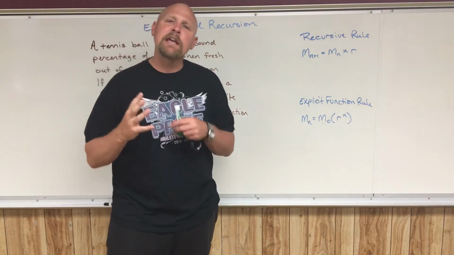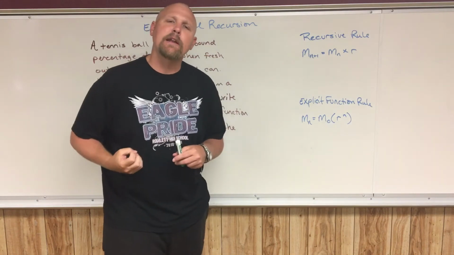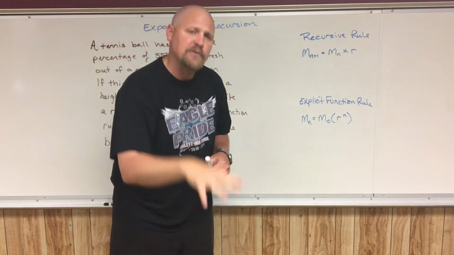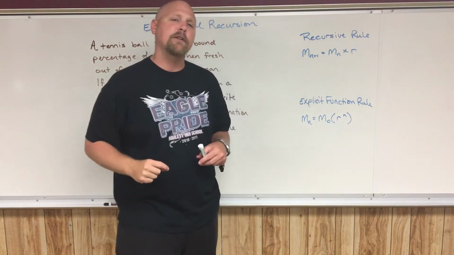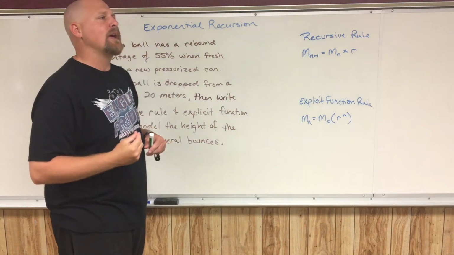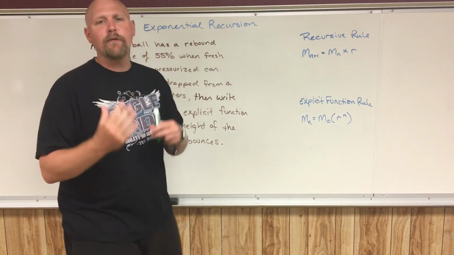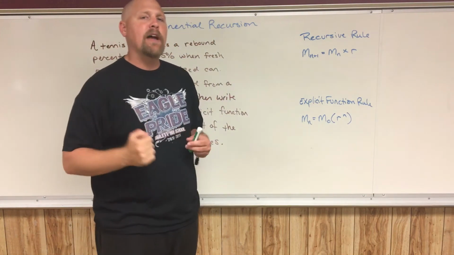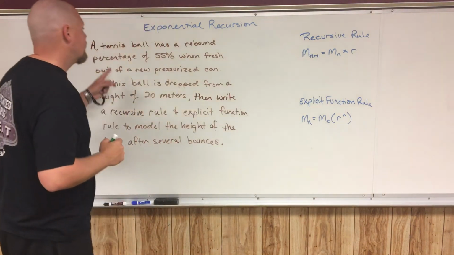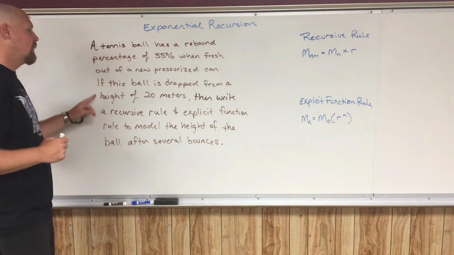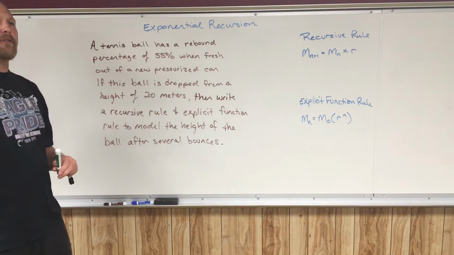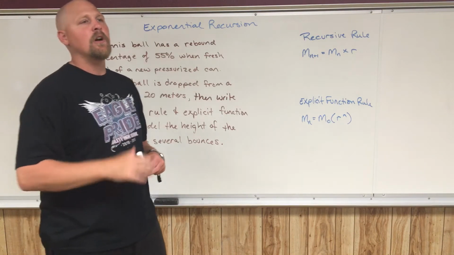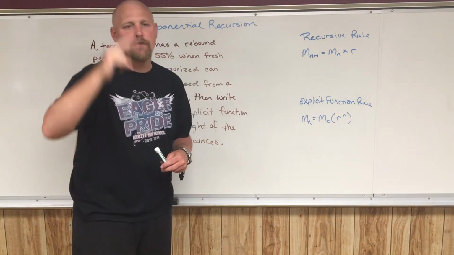A tennis ball, when it's taken out of a brand new pressurized can, has a 55% rebound percentage. That means when you drop it, it bounces up 55% of where it started. So what we need to be able to do is write an explicit function rule and a recursive rule if we know the starting height of that tennis ball. So my problem here, the 55% rebound percentage, if the ball is dropped from 20 meters, then write that recursive rule and explicit function rule on how high it will be after it bounces several times.